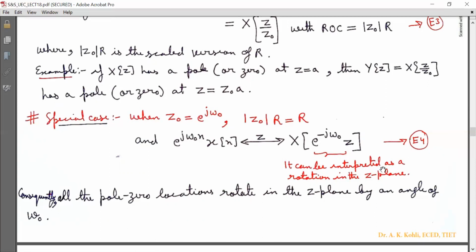It can be interpreted as a rotation in the Z plane. Consequently, all the pole zero locations rotate in the Z plane by an angle of omega naught.